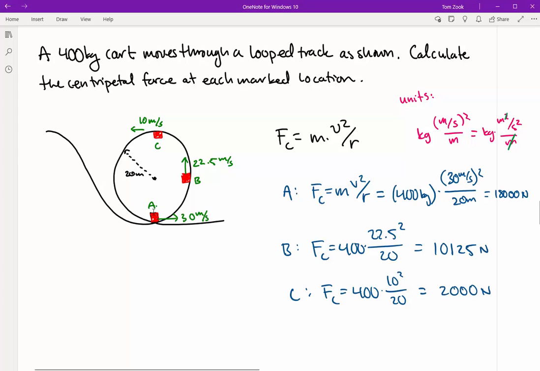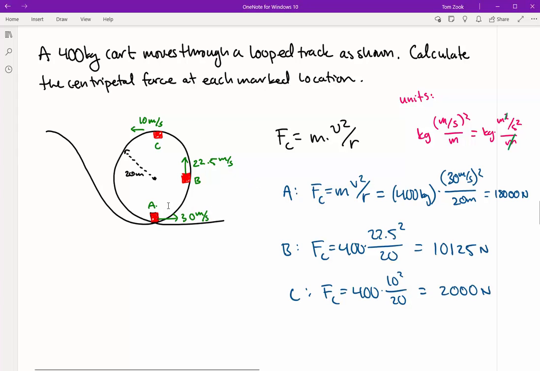Now at points A and C, that gravitational force is directly affecting what the normal force is because it's either going with or against the direction of the normal force. But in part B, the normal force is the only thing that's providing a centripetal force. Gravity is just trying to slow it down, which it is doing. It's slowing it down from 22.5 to eventually 10. But let's go and take a look at that problem.